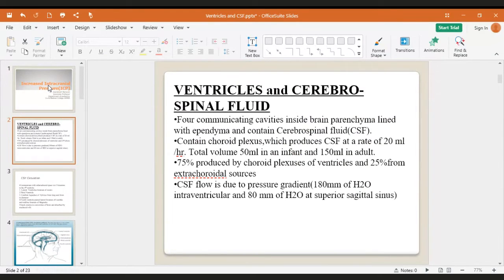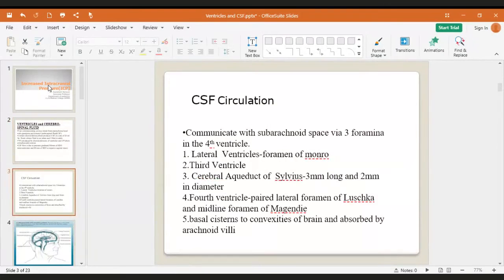CSF flow is due to pressure gradient. There is 180 millimeters of water pressure in the intraventricular system, while there is 80 millimeters of water at the superior sagittal sinus. Due to this pressure gradient, CSF flows from the ventricles toward the superior sagittal sinus. All the ventricles communicate with the subarachnoid space. There are 3 foramina in the fourth ventricle.